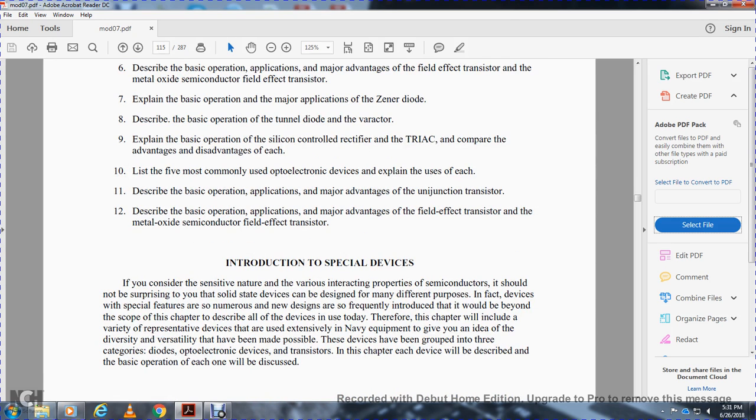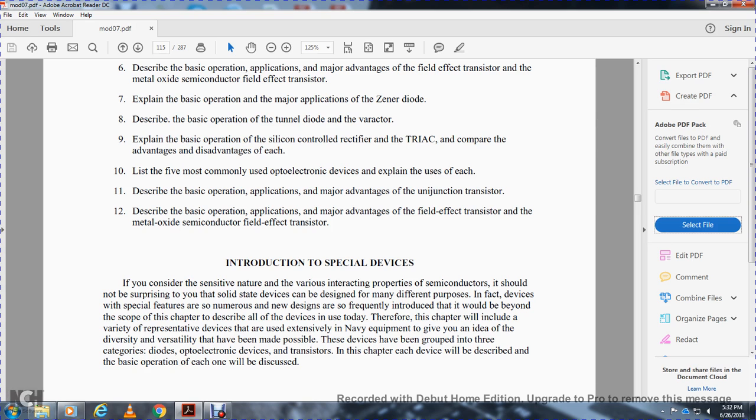Alright, introduction to special devices. If you consider the nature of the various interacting properties of the semiconductor, it would not be a surprise that solid-state devices can be designed for many different purposes. In fact, new designs with special features are so frequently introduced that it would be beyond the scope of the chapter to describe all of the devices in use today. Therefore, the chapter will include various representative devices that are used extensively in Navy equipment to give an idea of the versatility that has been made possible.